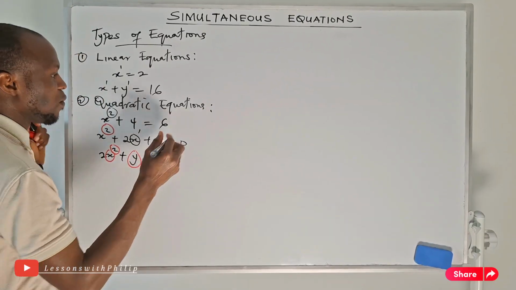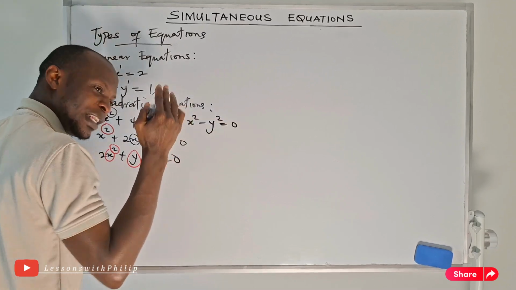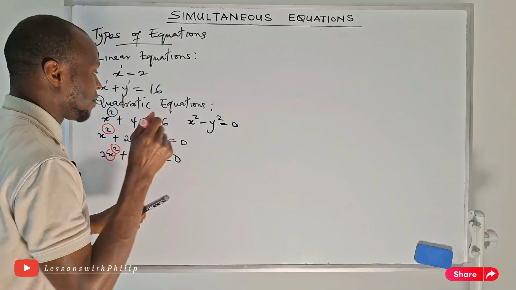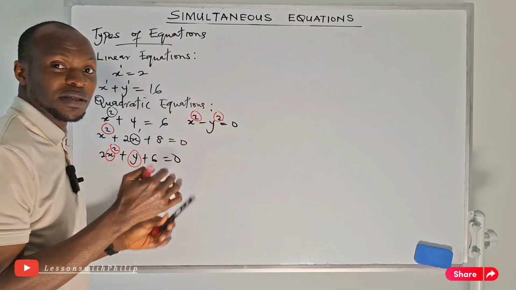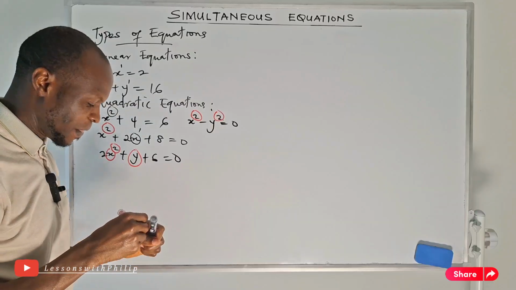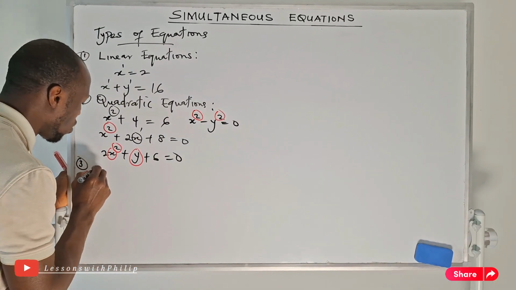Okay, we can have another one. x squared minus y squared equals 0. This is still a quadratic equation because you have a variable having the power of 2. As long as one of the variables has the power of 2, it's a quadratic equation.